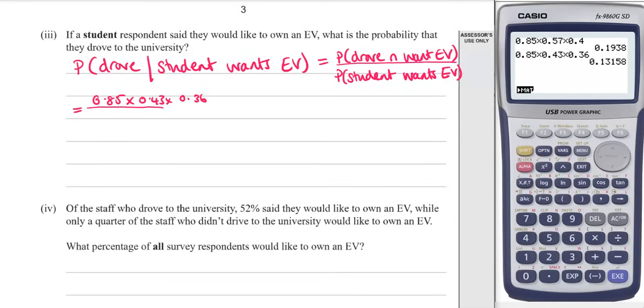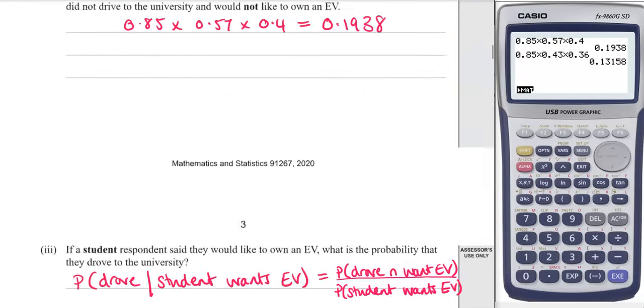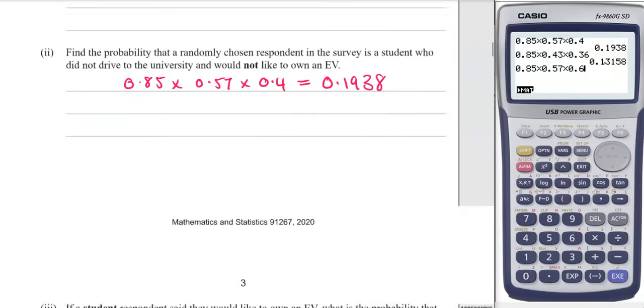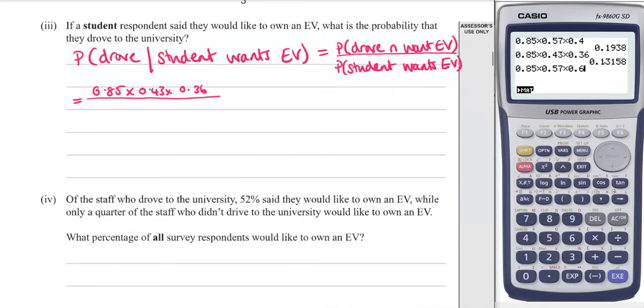Now we'll put that over the probability of getting a student that wants an EV. So we've just worked out the branch for the ones that drove and want an EV. We also need the students that didn't drive and want an EV. So that'll be 0.85 times 0.57 times 0.6. And we'll add it to what we had previously for the other branch to make the total of all the students that want EVs.